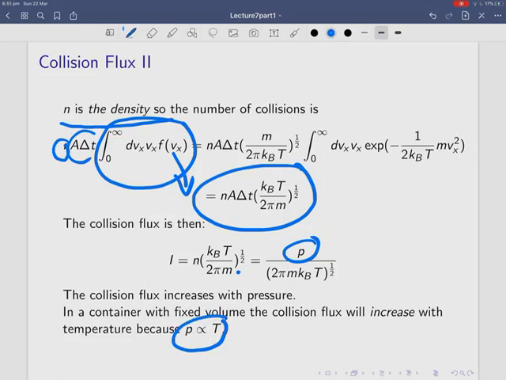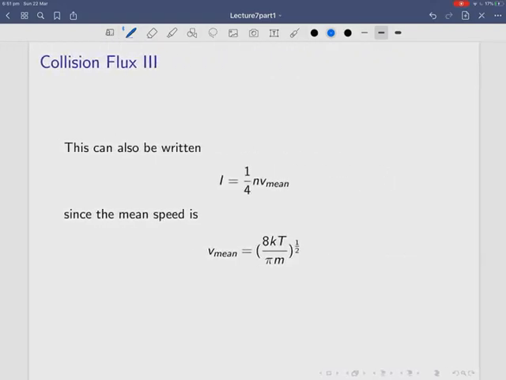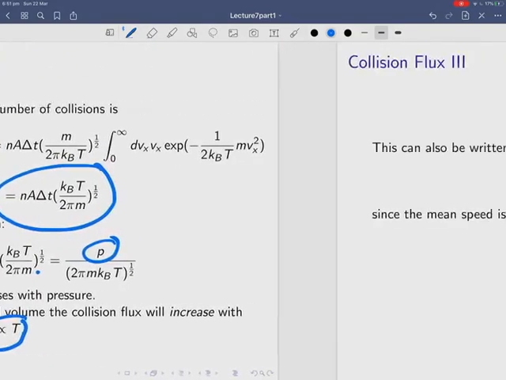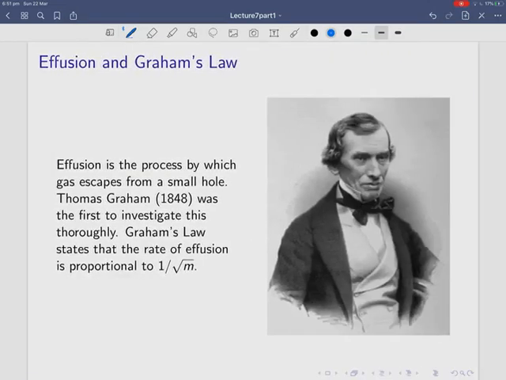But if I took a system with a fixed volume and increased the temperature, I know the pressure is proportional to temperature, so the collisional flux will still increase with temperature, even though it looks like it's going to go as 1 on the square root of the temperature. So we can write this collisional flux as being equal to a quarter of the number density times the mean speed, because the mean speed is the square root of 8kT on pi m. That's the usual way it's written: a quarter number density times the mean speed.